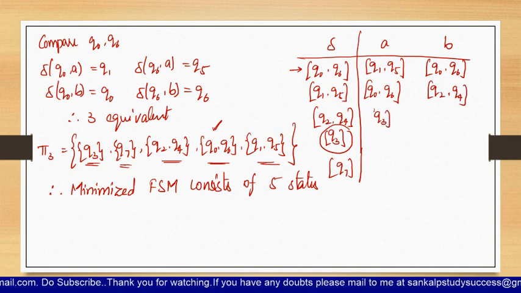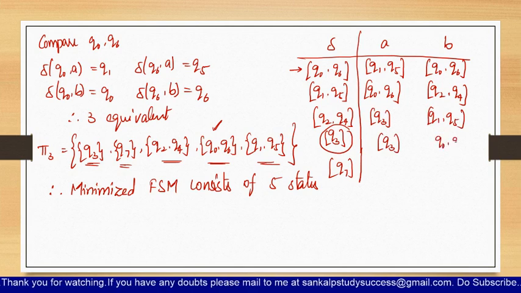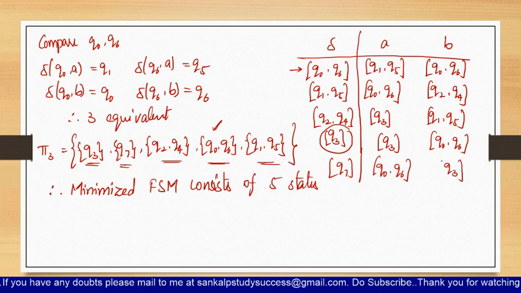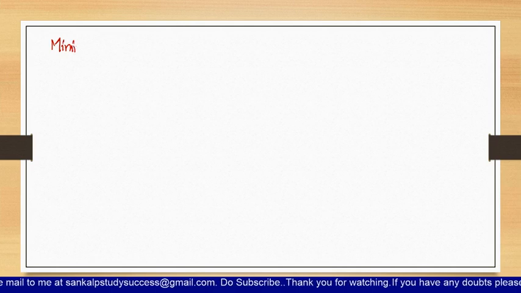Here by applying A, we are going to the final state q3, and here we are going to q1 and q5, and here for q3 if you apply A, it goes to q3, and if you apply B, it goes to q0 comma q6, and for q7 if you apply A, it goes to q0 comma q6, and if you apply B, it goes to q3. So these are the moves which you get by considering the given transition table. So now let us draw the transition diagram, that is the minimized finite state machine.